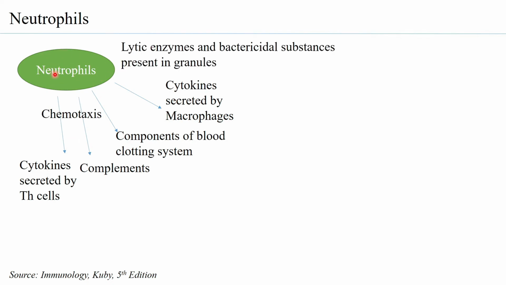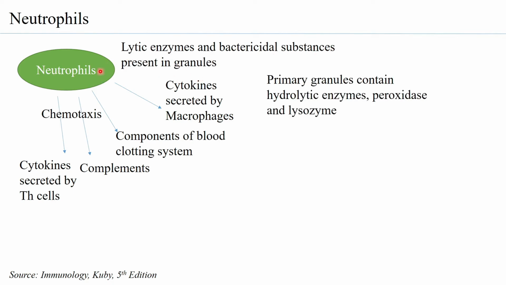Within the neutrophils, there are lytic enzymes and bactericidal substances that are present within the granules. The primary granules will contain hydrolytic enzymes, peroxidase, lysozymes, and all of these are involved in the phagocytosis of the neutrophils. Secondary granules contain collagenase, lactoferrin, etc.